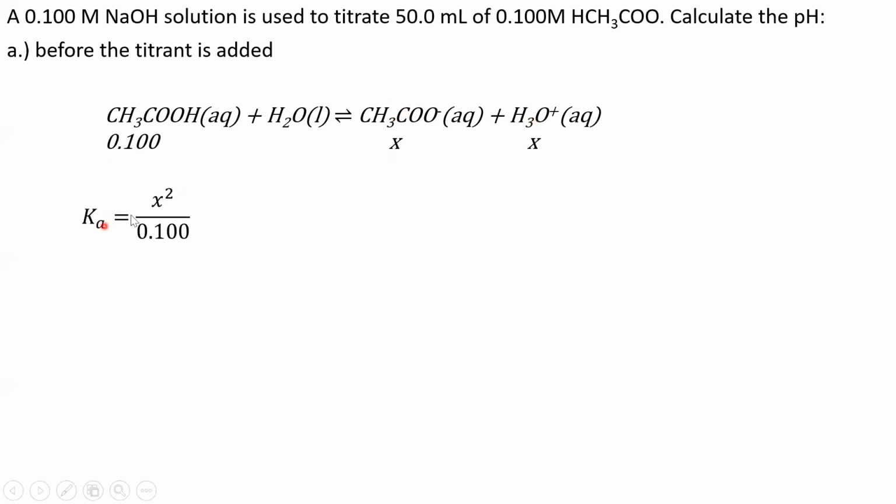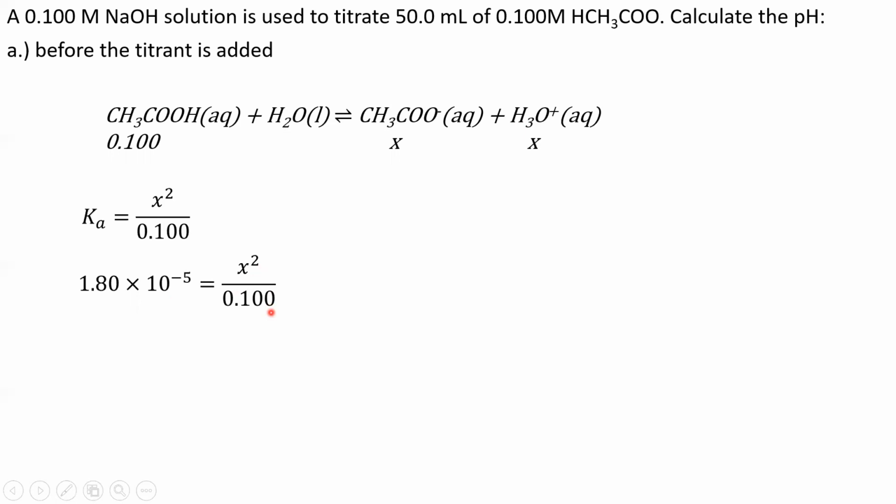We can write a K expression: products over reactants. The Ka for acetic acid is a constant. You just look it up on a table. So 1.80 times 10 to the minus 5 equals x squared over 0.100.